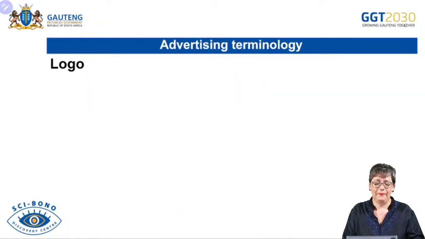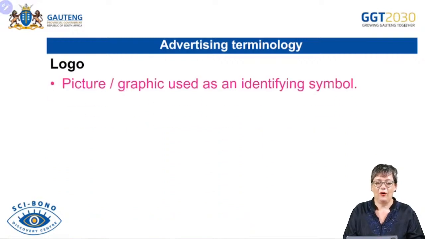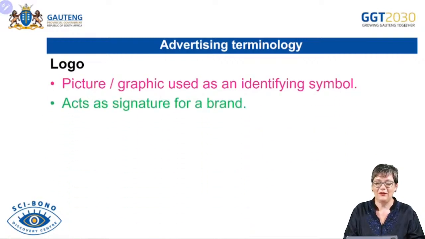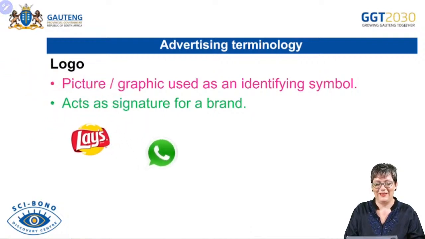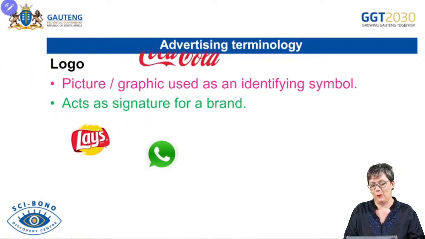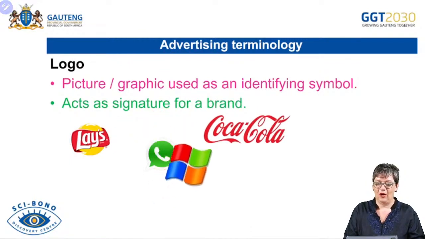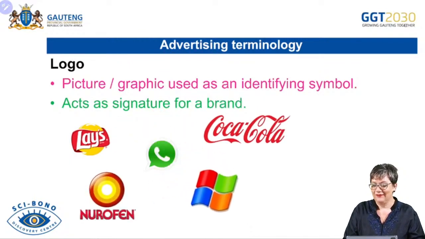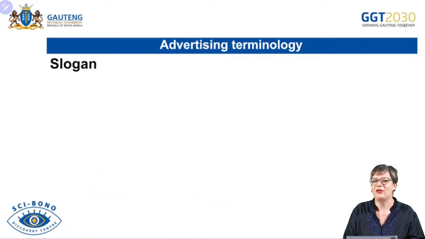Right. In the exam, besides asking about the target market, we love asking questions about logo and slogan. So make sure you understand the difference. A logo is that picture or graphic that you can see that reminds you that this is the product. And that's a signature for a brand. Now I'm sure you will immediately recognize all these logos. We've got Lay's, the chips, we've got WhatsApp, Coca-Cola, we've got Windows, Nurofen, and there's so many. Just make sure you are able to recognize where the logo is.